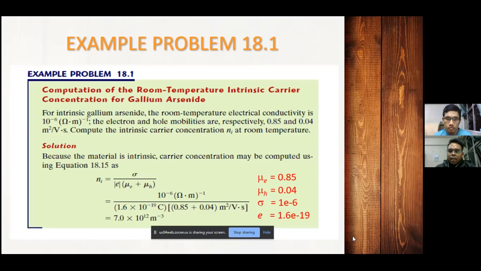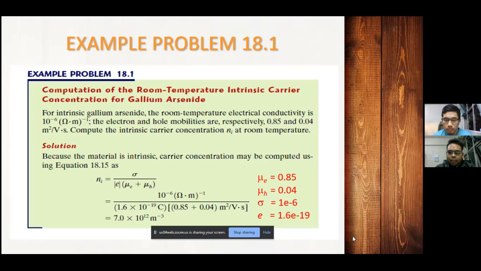So the given info for this problem is the electrical conductivity at room temperature, 10 to the power negative 6, which is the sigma symbol. And the electron and hole mobilities for this material are 0.85 and 0.04. So UE equals 0.85 and UH equals 0.04.